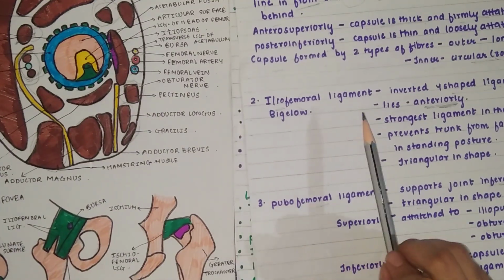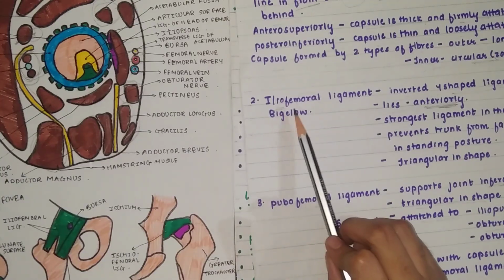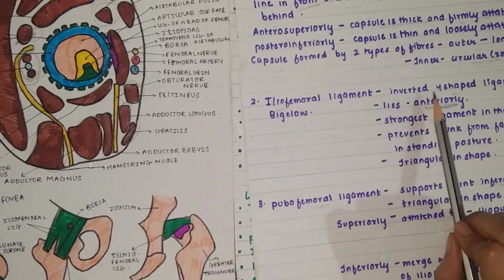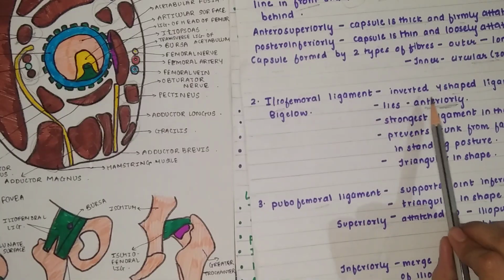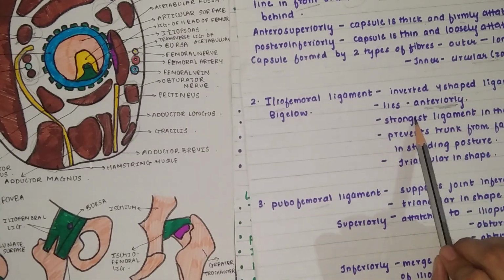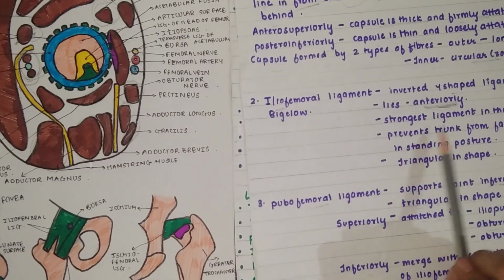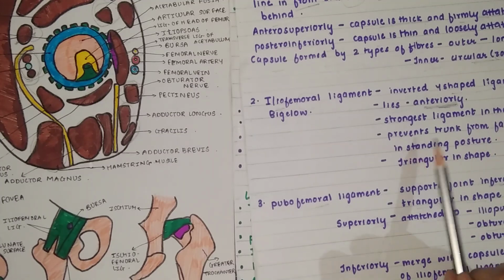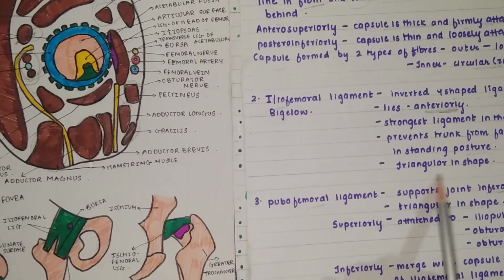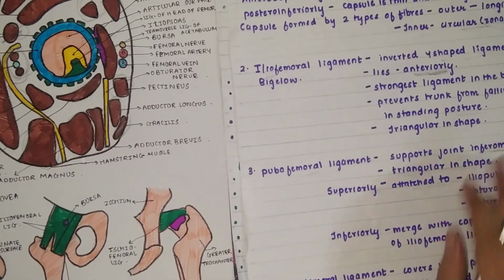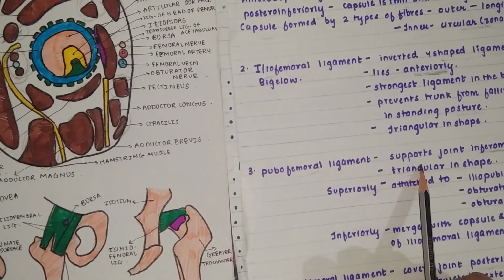Iliofemoral ligament. It is found between the ilium and the femur. It is also called ligament of Bigelow. It is inverted Y-shaped, lies anteriorly, is the strongest ligament in the body, and prevents the trunk from falling backward in standing posture.